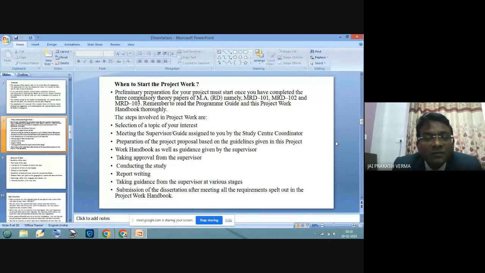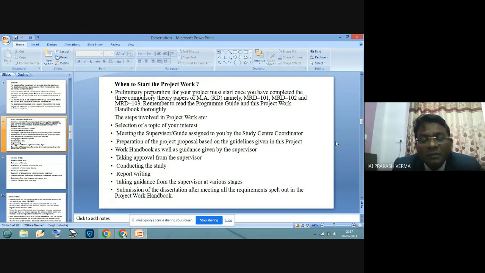And preparation of the project proposal based on the guidelines given in the project. You must go thoroughly with the guidelines which are mentioned in your project guide. So I request all of you that please must read the project guide, work handbook, as well as guidance given by the supervisor, because you must connect with the supervisor and handbook. So you read. If you have some doubts, you must consult with your supervisor.